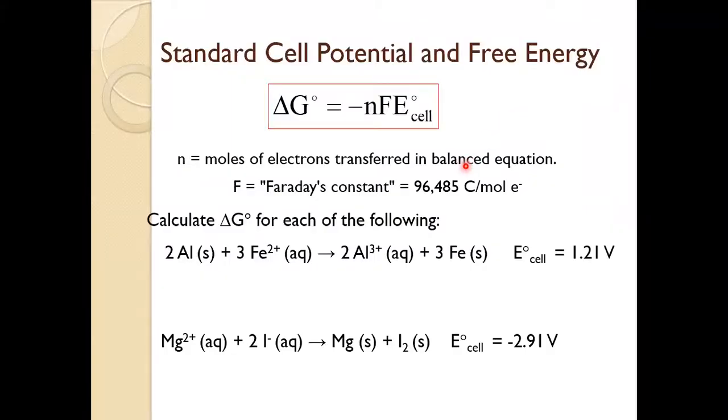And then one more example of converting from standard cell potentials to delta G. We calculated in the previous lesson that this has a standard cell potential of negative 2.91 volts, which means that as written, this is a non-spontaneous process. So a negative standard cell potential should indicate that the delta G under standard conditions should be positive. But in order to actually calculate what that number will be, let's apply this equation.